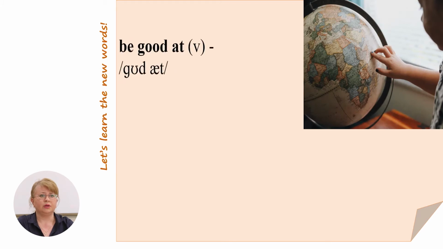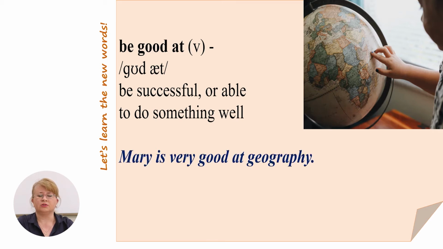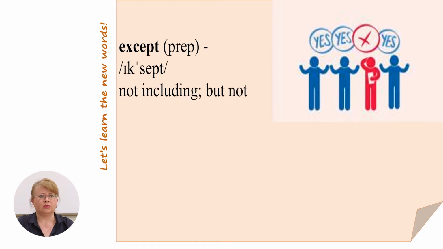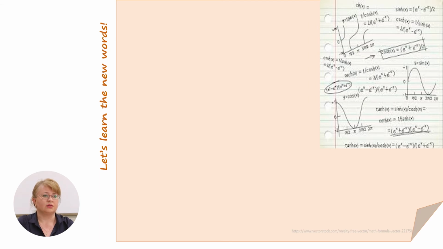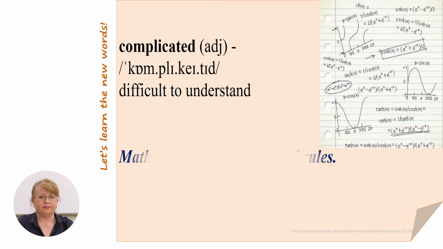The next, be good at. Be good at. Be successful or able to do something well. Mary is very good at geography. Alright, the next one, except. Except. Not including or but not. For example, everyone came to school except for John. Next one, complicated. Complicated. Difficult to understand. Math has really complicated rules.